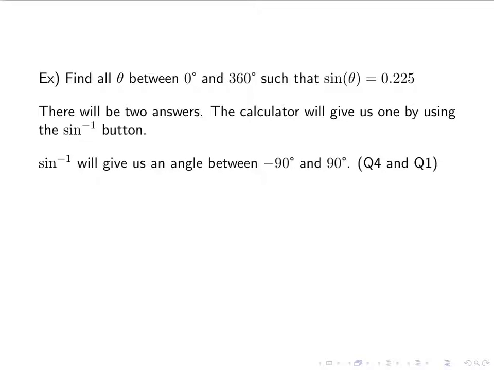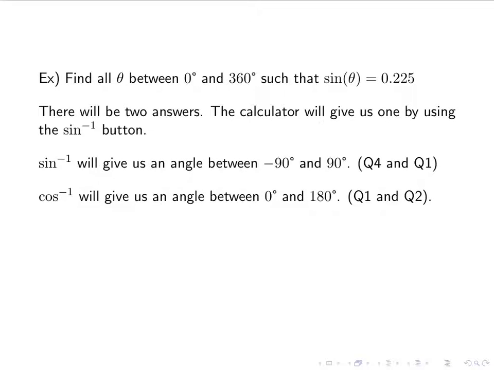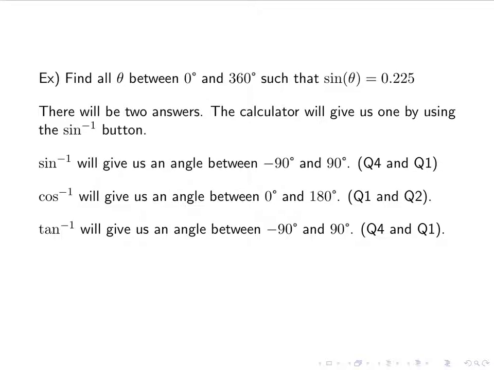Sine inverse will give us an angle between negative 90 and 90, which is quadrants 4 and 1. Cosine inverse will give us an angle between 0 and 180, which is quadrants 1 and 2. And tan inverse will give us angles between negative 90 and 90, which again is quadrants 4 and 1. So our calculator is going to give us one answer, and then we're going to use the reference angle to find the second theta.